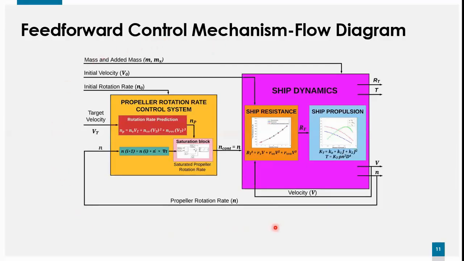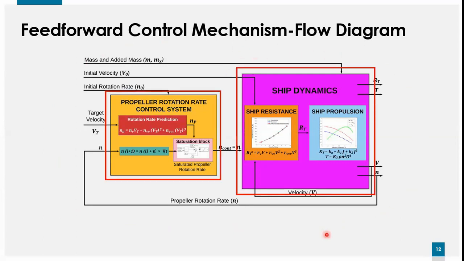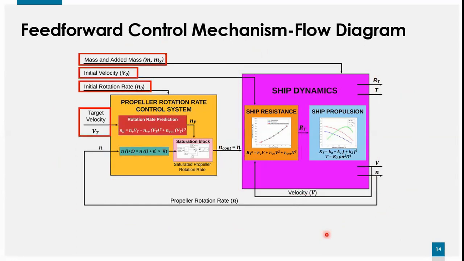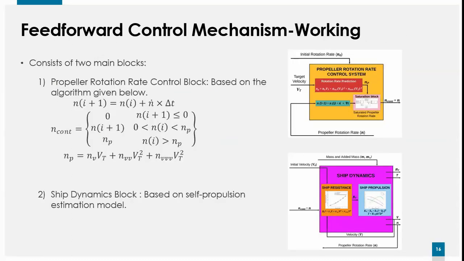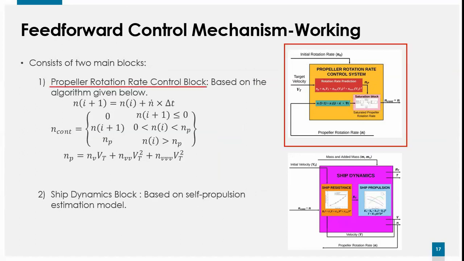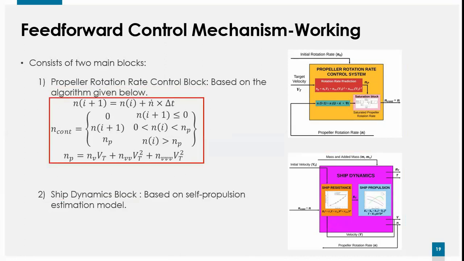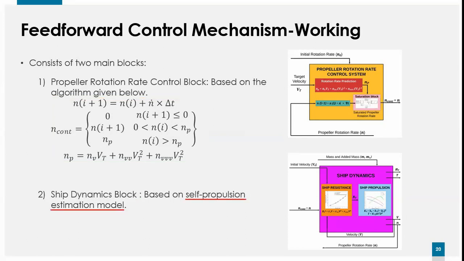This is the flow diagram of the speed control system, which shows the main blocks, their respective sub-blocks, along with the required inputs and the resulting outputs of the entire control system. The feed-forward speed control system consists of two main blocks: the propeller rotation rate control block and the ship dynamics block. The rotation rate control block is based on the algorithm enclosed by the red box, while the basis for the ship dynamics block is the self-propulsion estimation model.